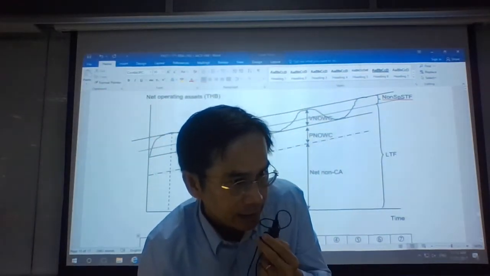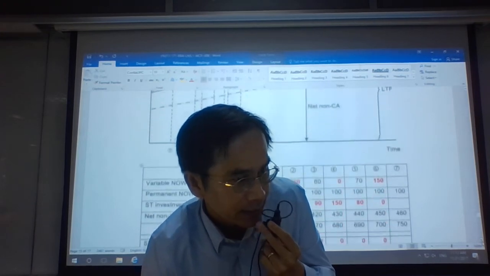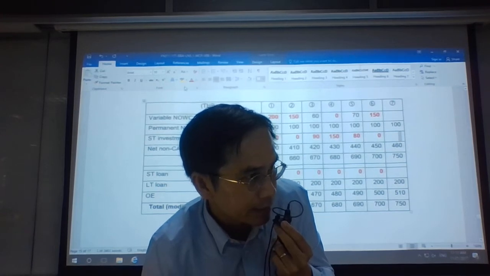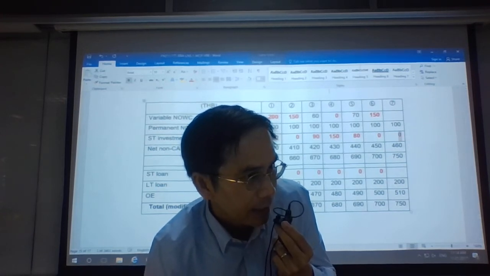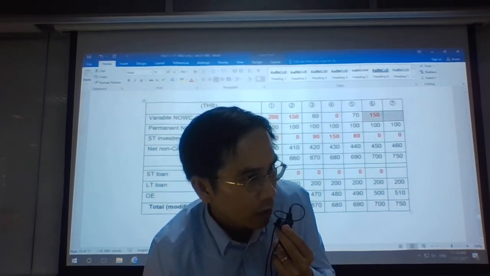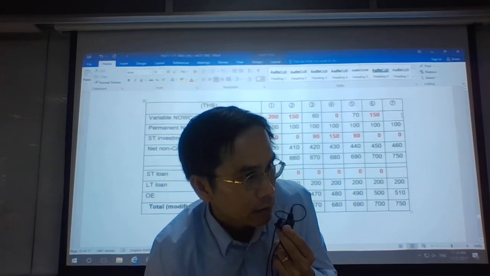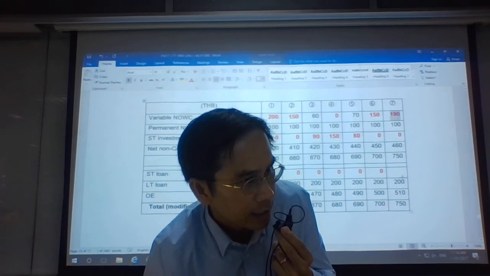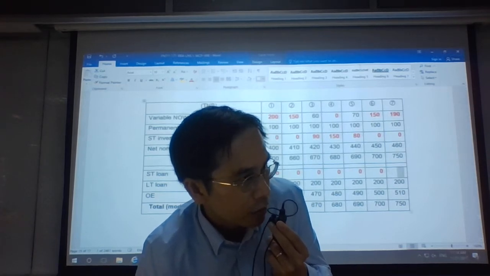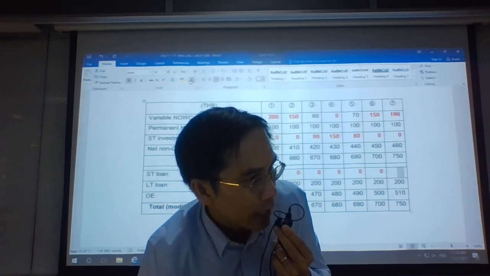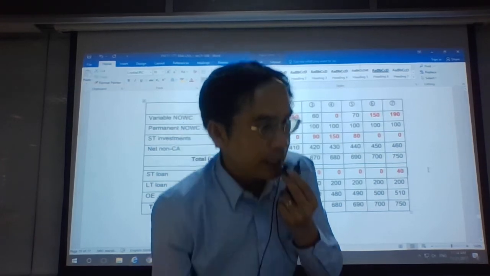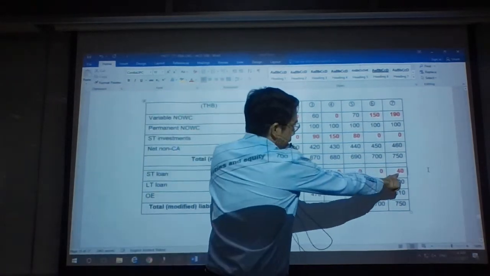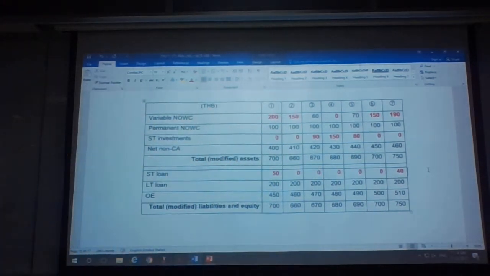And you can see that at point 7, no marketable securities. The rest must be all temporary net operating working capital. And in order to make your total liabilities and equity to be 750, short-term funds must be 40.